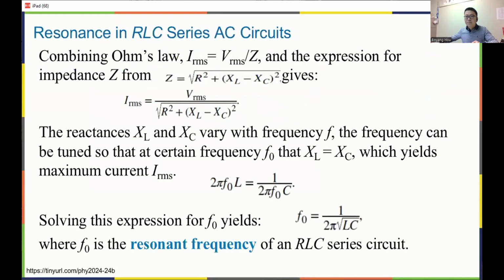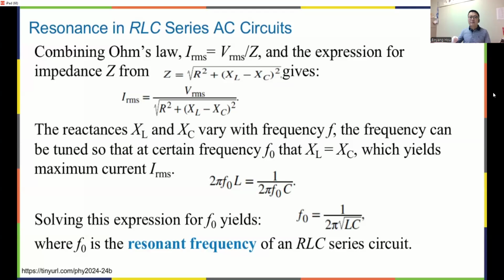And let's move on to the next topic here, the resonance of RLC circuits. So we said that if you have an RLC circuit, the total impedance of the circuit is this guy here: the square root of R squared plus (XL minus XC) squared. And your current, whether RMS or peak, is V divided by that. For the average RMS, it's VRMS divided by the square root of R squared plus (XL minus XC) squared.